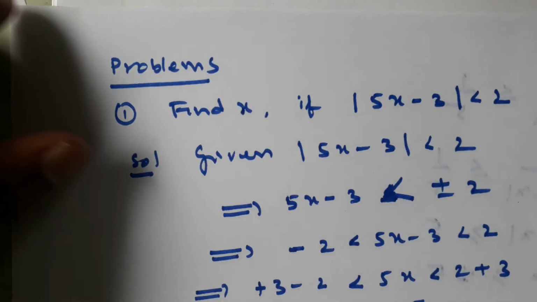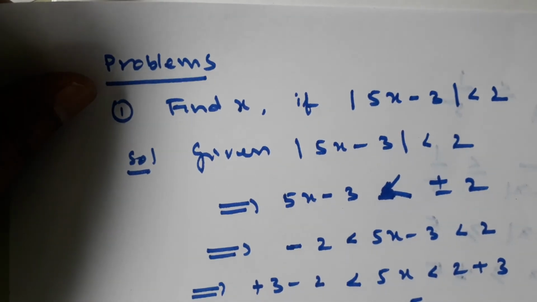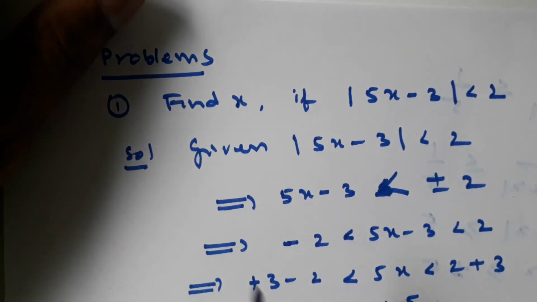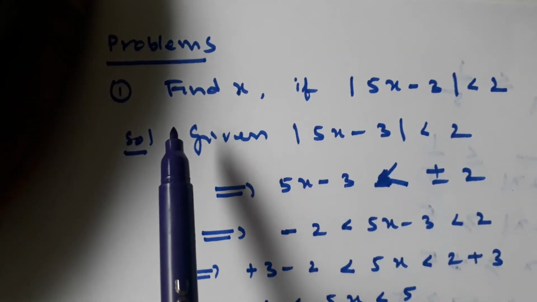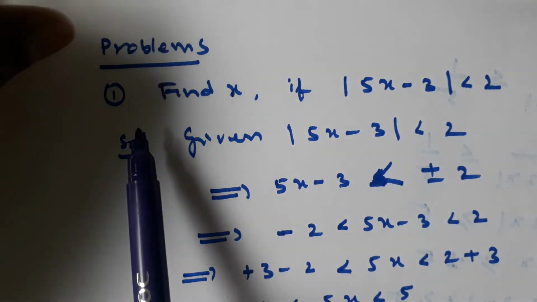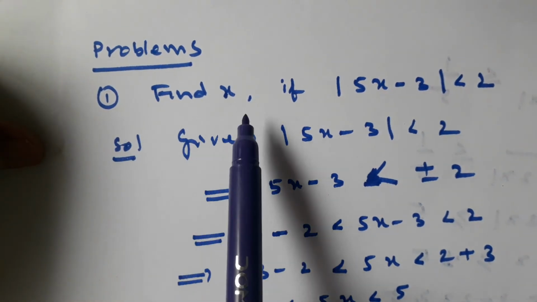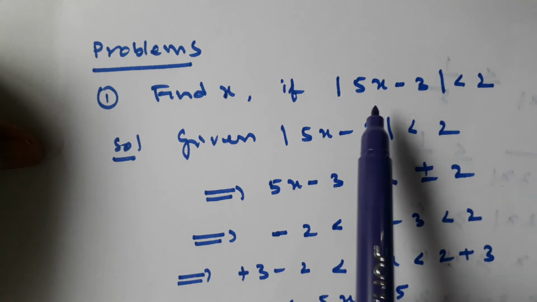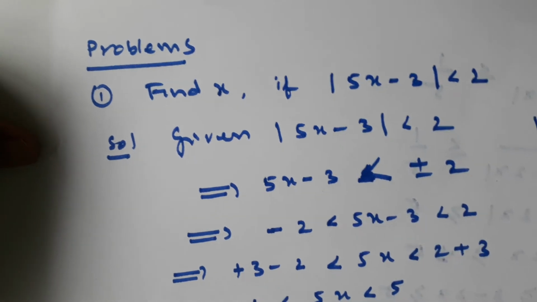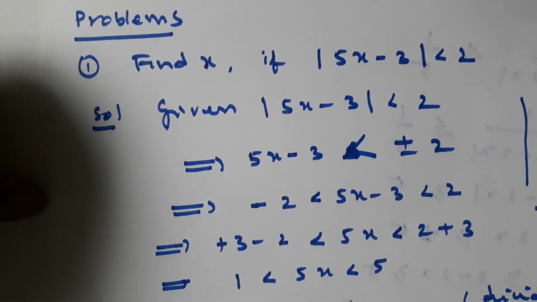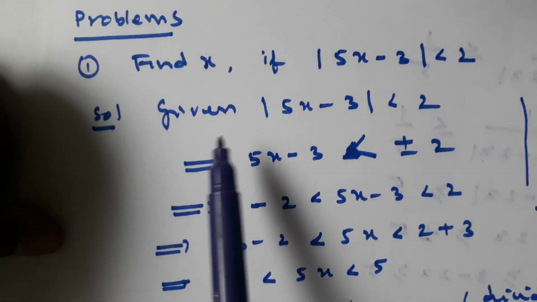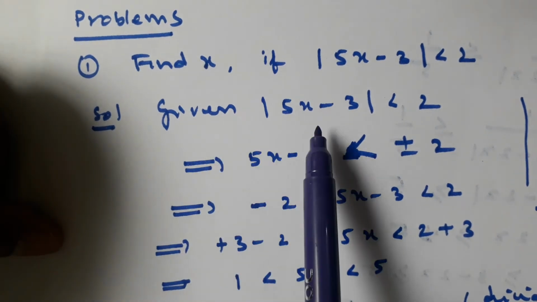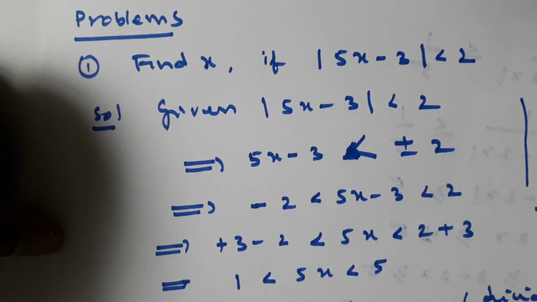Right. Coming to the problems on modulus of real numbers. So the first problem: find x if mod of 5x minus 3 is less than 2. Right. The solution for this: mod 5x minus 3 is less than 2, that is given.